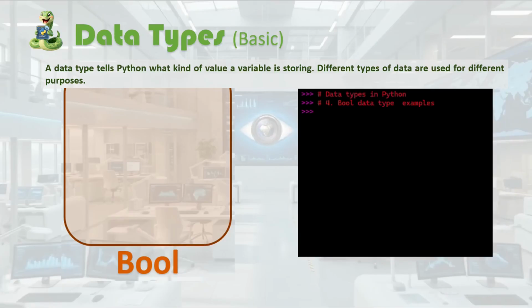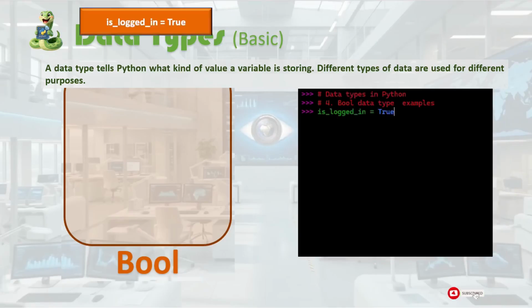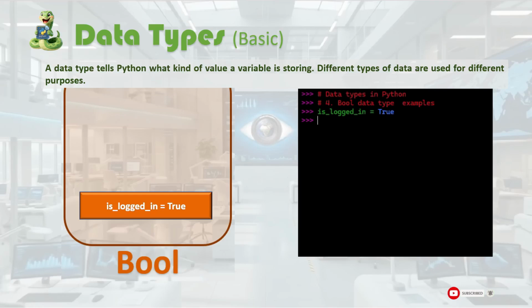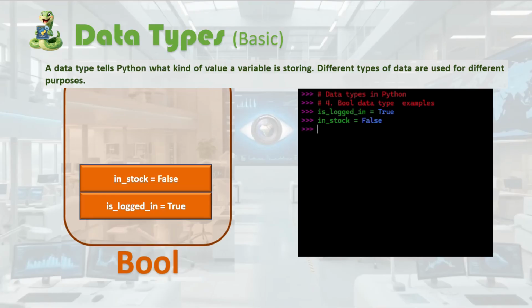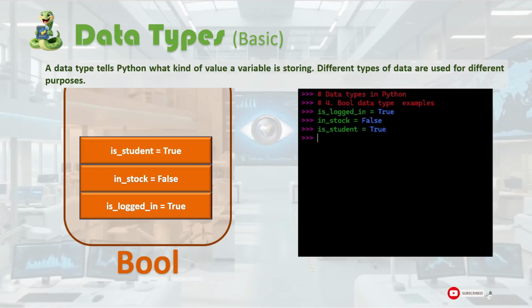Suppose you want to check whether a user is logged in. is_logged_in equals true. Here, the variable is_logged_in stores the value true, meaning the user is currently logged in. Other examples are in_stock equals false and is_student equals true. These variables tell Python that the product is not available and the person is a student.